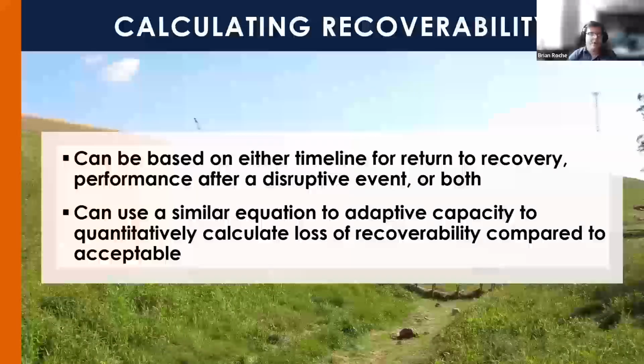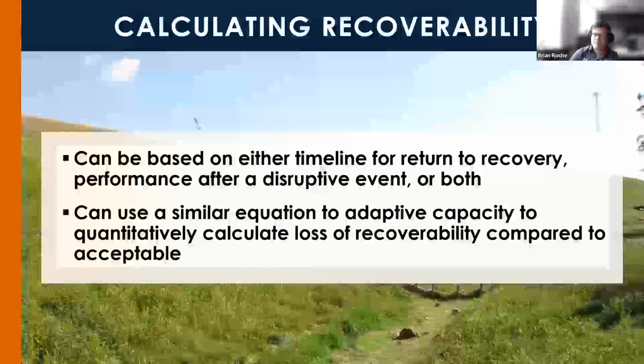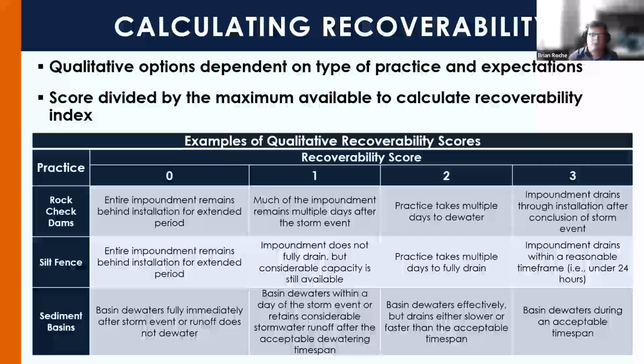So the next step would be calculating recoverability. That's either based on the timeline for return to recovery, performance after the disruptive event, or both. You can use a similar equation to adaptive capacity, comparing that loss of recoverability to an acceptable level. You can also use a qualitative method depending on the type of practice and expectations if you don't have that data. So it would be that same method as the adaptive capacity. And here are just a couple examples of what you could use.